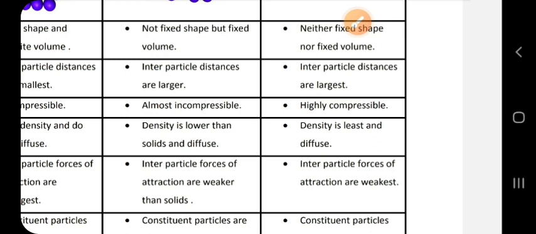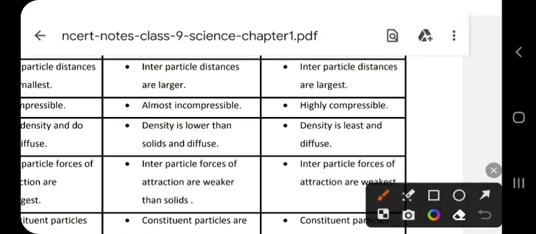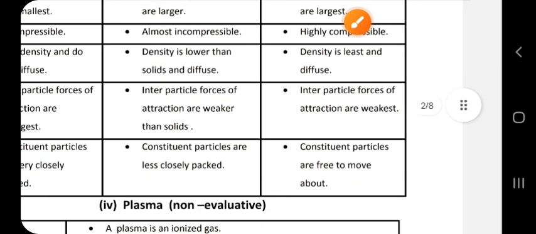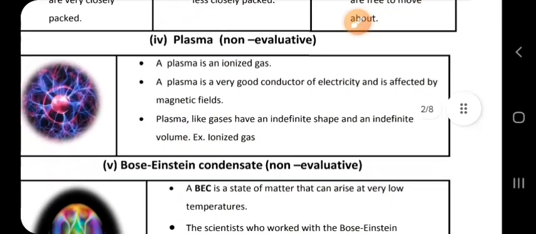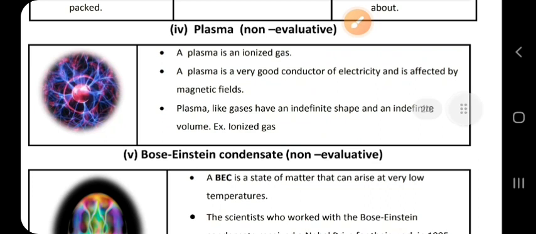Applying pressure and reducing temperature can liquefy the gas. For example, the LPG gas cylinder at your home is liquefied petroleum gas. Next, density is less and gases diffuse. They can do high diffusion. Interparticle force of attraction is weakest. Constituent particles are free to move about. They can freely move.